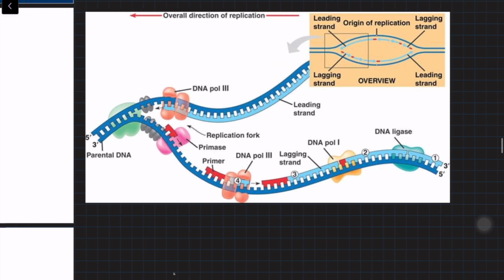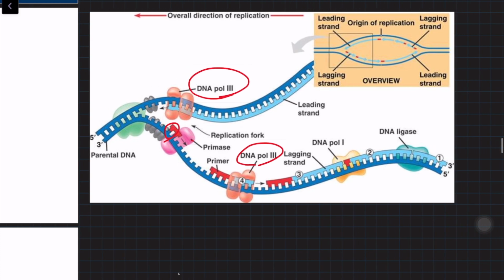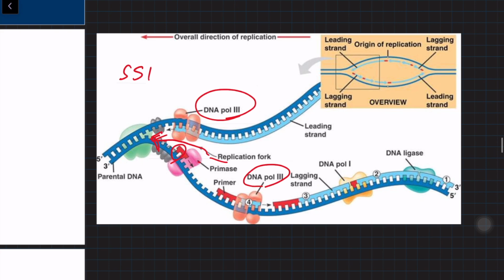So this is the leading strand. Polymerase 3 synthesizing here, polymerase 3 synthesizing here, primase is synthesizing the primer, and there is a replication fork. The unwinding happens here, and to prevent the unwinding, there is a single-strand binding protein, and helicase is the unwinder.